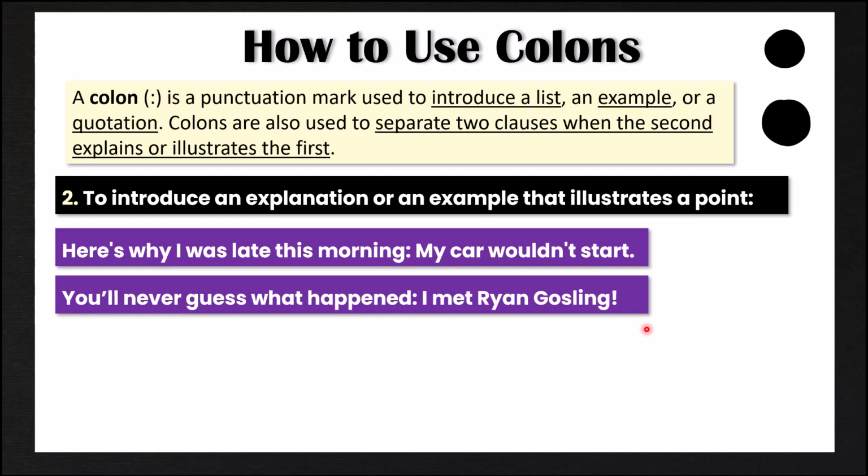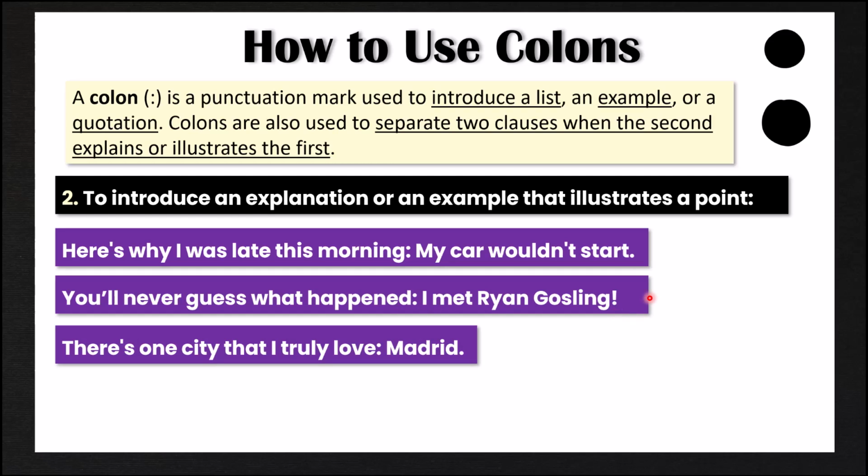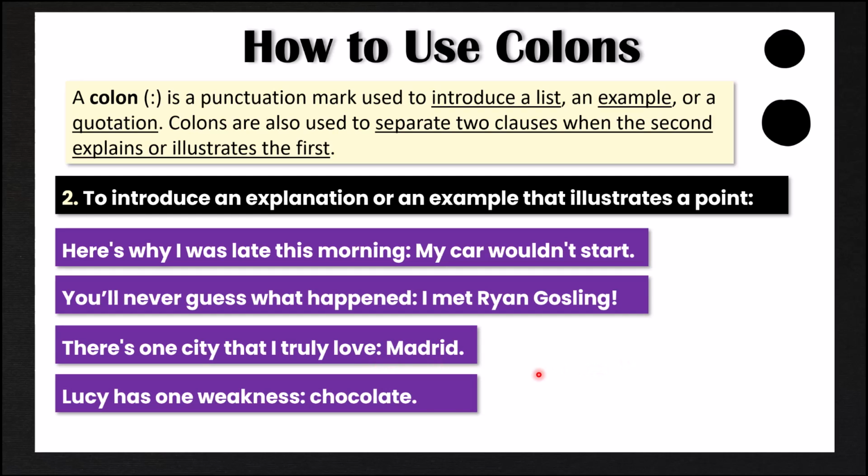Here's another example. You'll never guess what happened: I met Ryan Gosling. Again, we're using a colon here because we're introducing an explanation. Here's another example. There's one city that I truly love: Madrid. Lucy has one weakness: chocolate. Now in this example, chocolate is not an independent clause, so you would never capitalize the C. And we only capitalize Madrid because Madrid is a proper noun.